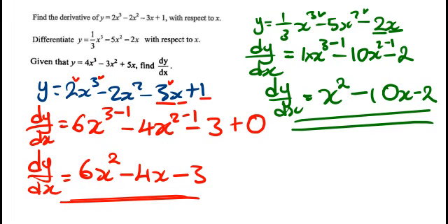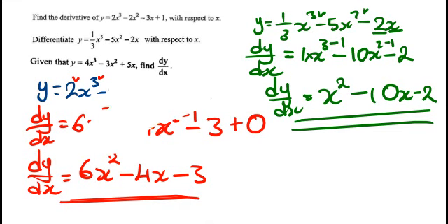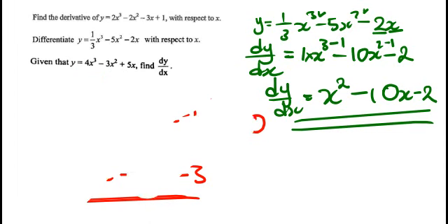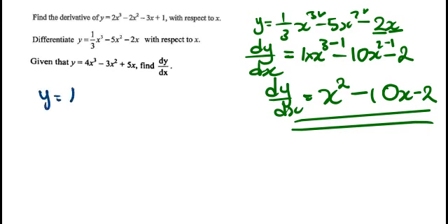For part 3, question number 3, you can just pause the video and try it as well. It is very easy. So we are having y equals 4x to the power 3 minus 3x squared plus 5x. Find dy over dx.